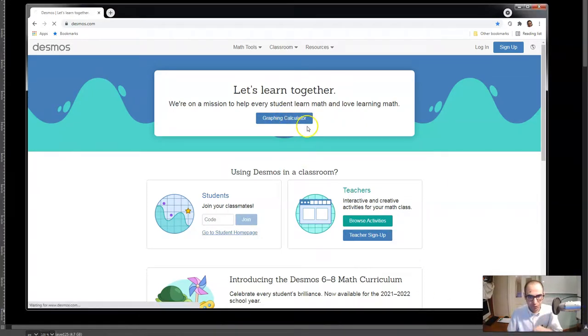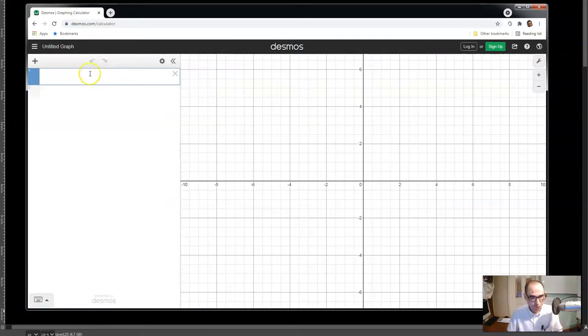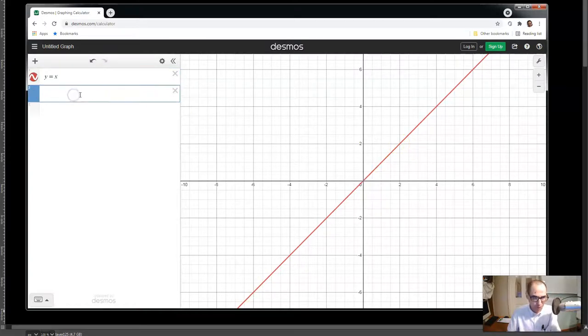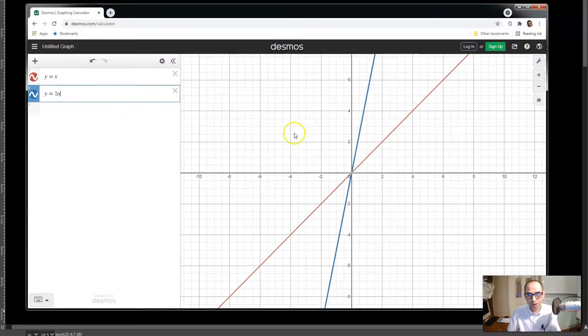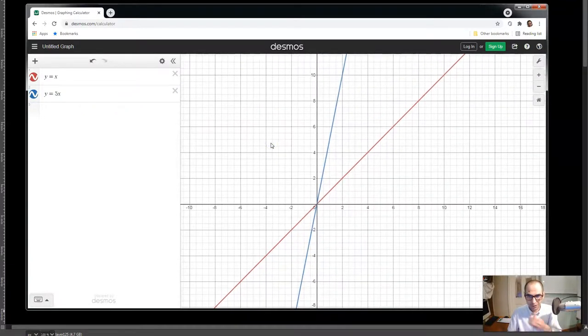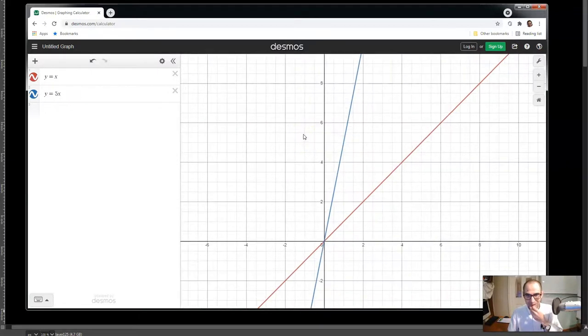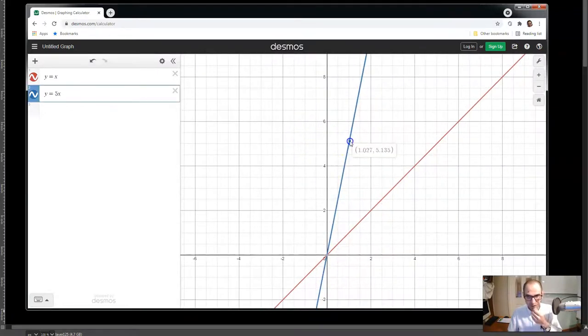Okay, so now in order to show you the slope of the line, I'm going to draw two lines. For example, the line y is equal to x, meaning that the slope of the line is equal to 1. And for example, y is equal to 5x, which means that the slope of the line is equal to 5, right? And so you can see that, of course, the slope of this line is 5 times the slope of this line, right?